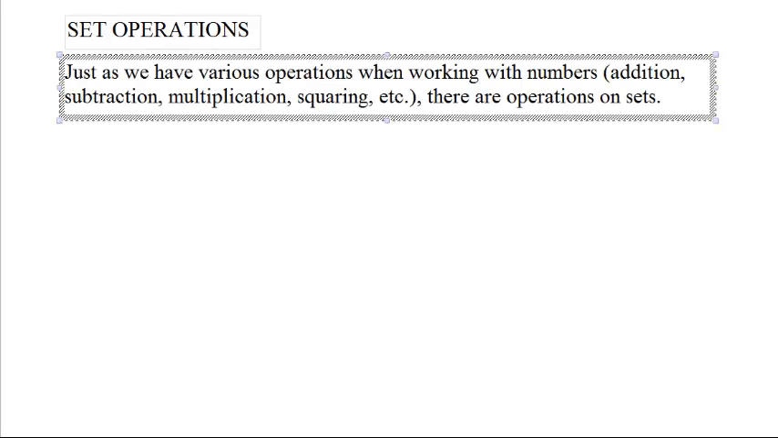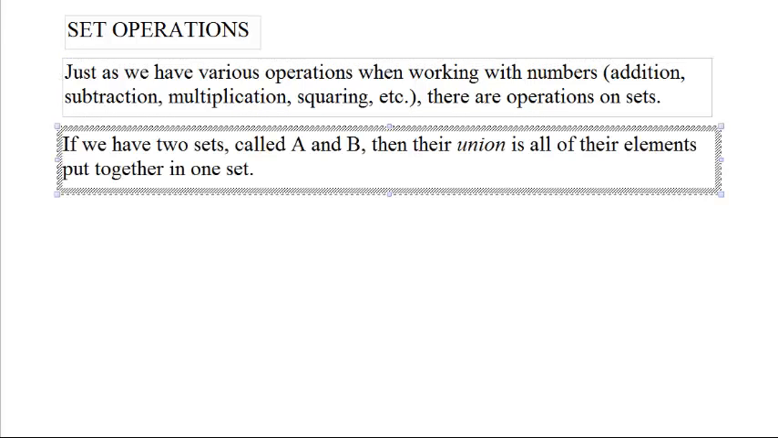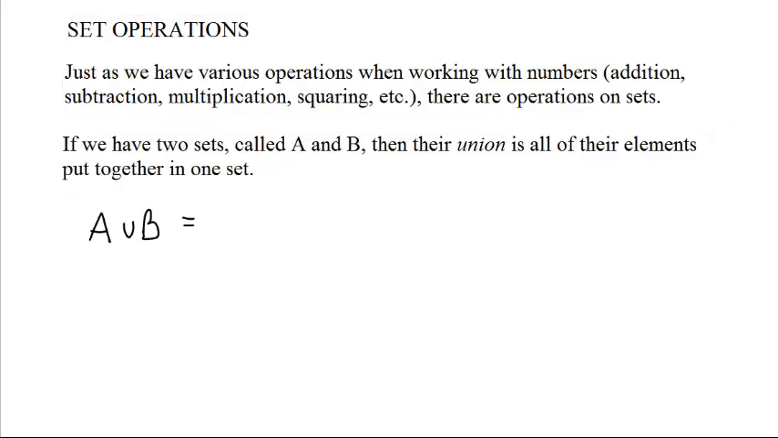Set operations. Just as we have various operations when working with numbers, adding, subtracting, multiplying, dividing, squaring things, taking square roots, there are operations on sets. If we have two sets, call them set A and set B, then their union is all of the elements put together in one set. We write that with a little cup, almost a U.